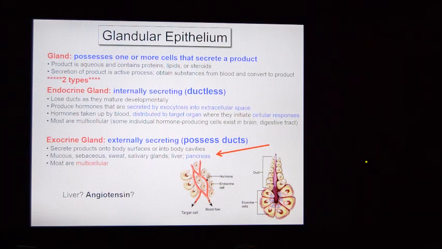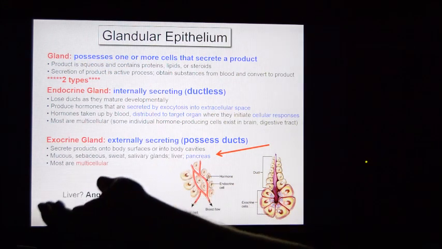All right, now we're going to change gears just a little bit before we get to the end and talk about glandular epithelium and a couple of other little parts and pieces. Glandular epithelium glands come in two formats. These can be either endocrine glands or exocrine glands, and the main variation here is the availability of a duct through which things can pass.